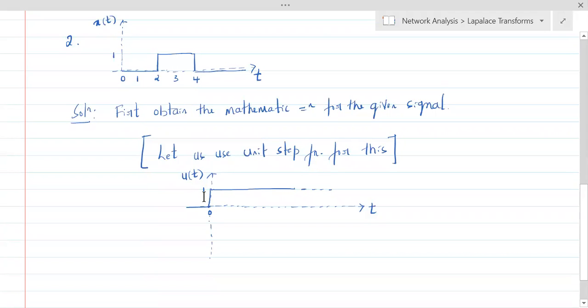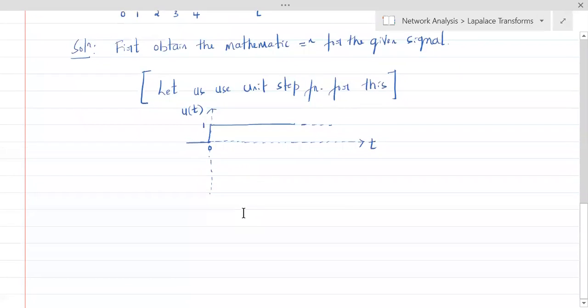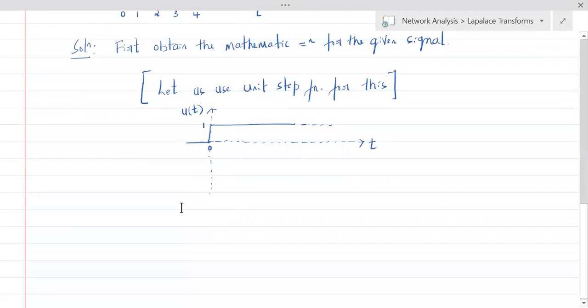So we need to consider the shifted version. Which is the first shifted version of this? You have to shift this by 2 units to the right. This is starting at 0. Suppose I want the same signal to start at 2. Why do I want this to start at 2? Because this waveform is starting from 2, right? So let's consider a unit step function which is starting at 2. How does it look? Everybody see here?